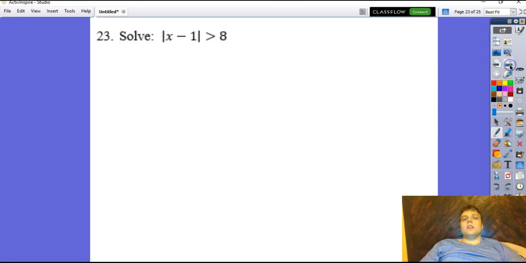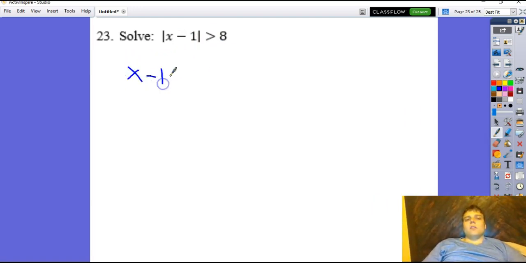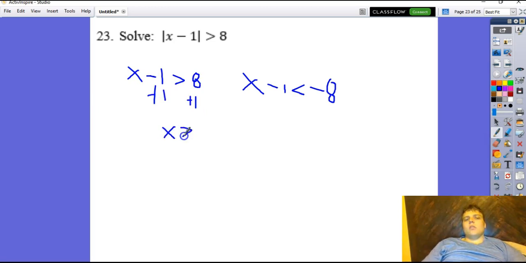Alright, problem 23. Solve the absolute value of x minus 1 is greater than 8. We just did a problem like this at the very beginning of this. I'll go ahead and do it again, but we just did one. You set up your two equations. x minus 1 is greater than 8, and x minus 1 is less than negative 8. You now solve for x by adding 1 in both cases. So add 1, x is greater than 9. Add 1, x is less than negative 7.